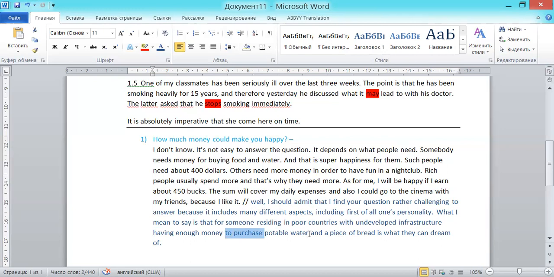Then instead of just water, I write potable water to show the examiner that I know such a word as well. It makes my writing much better in vocabulary terms. And a piece of bread, and just bread is what they can dream of. Yeah. Okay. The next is what can we write?